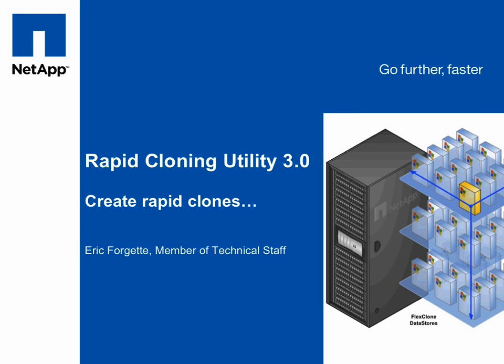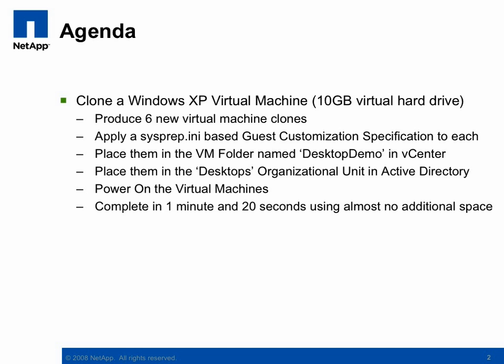Hello, this is Eric Forget from NetApp with a demonstration of the Create Rapid Clones feature of the Rapid Cloning Utility 3.0. For this demonstration, we'll produce 6 new Windows XP-based virtual machines at 10 gig each. We'll apply a sysprep.ini-based guest customization specification to each, place them in a VM folder named DesktopDemo, place them into the desktop's OU within Active Directory, power on the virtual machines, and all of this should take about 1 minute and 20 seconds using almost no additional space in the data store.